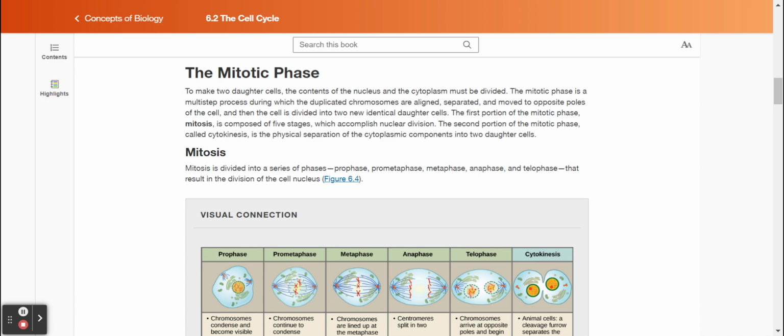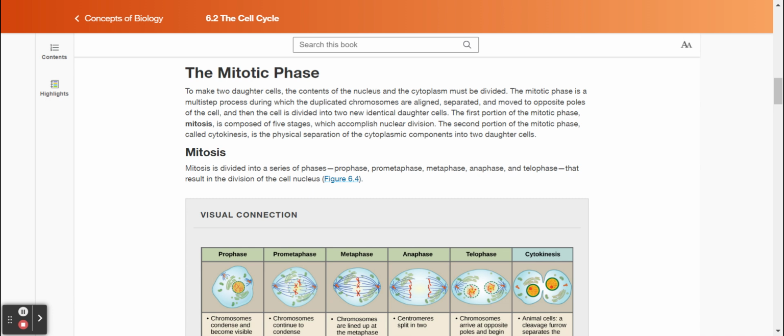The mitotic phase. To make 2 daughter cells, the contents of the nucleus and the cytoplasm must be divided. The mitotic phase is a multi-step process during which the duplicated chromosomes are aligned, separated, and moved to opposite poles of the cell, and then the cell is divided into 2 new identical daughter cells.